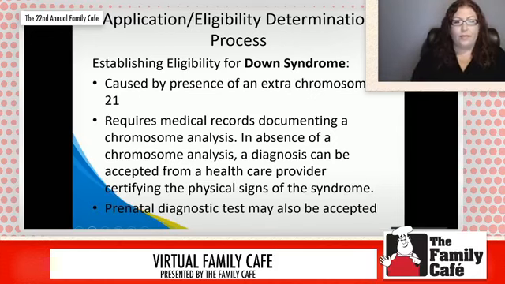Establishing eligibility for Down syndrome. Down syndrome is caused by the presence of an extra chromosome 21. It does require medical documents documenting a chromosome analysis. In the absence of a chromosome analysis, the diagnosis can be accepted from a healthcare provider certifying the physical signs of the syndrome. Prenatal diagnostic tests may also be accepted.